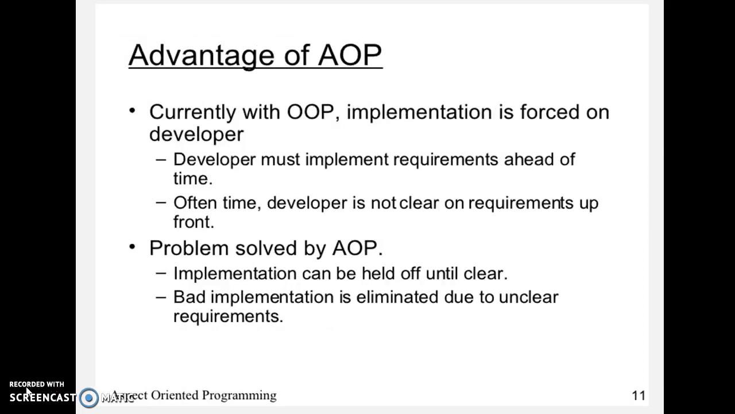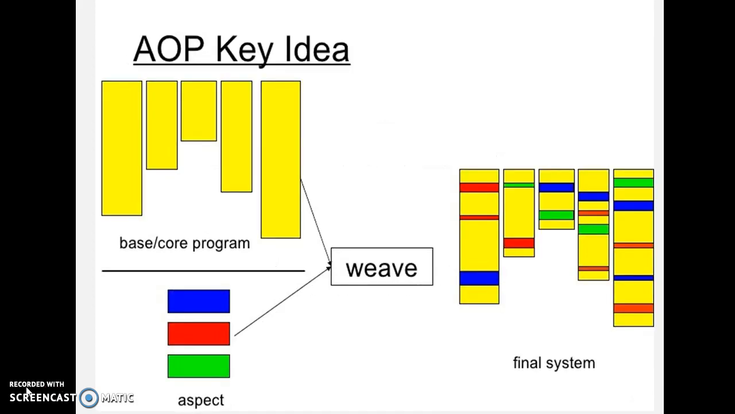The advantages of AOP: currently with OOP, implementation is forced on developers. Developers must implement requirements ahead of time. Oftentimes, the developer is not clear on requirements upfront. Problems solved by AOP are that implementation can be held off until clear, and bad implementation due to unclear requirements is eliminated.